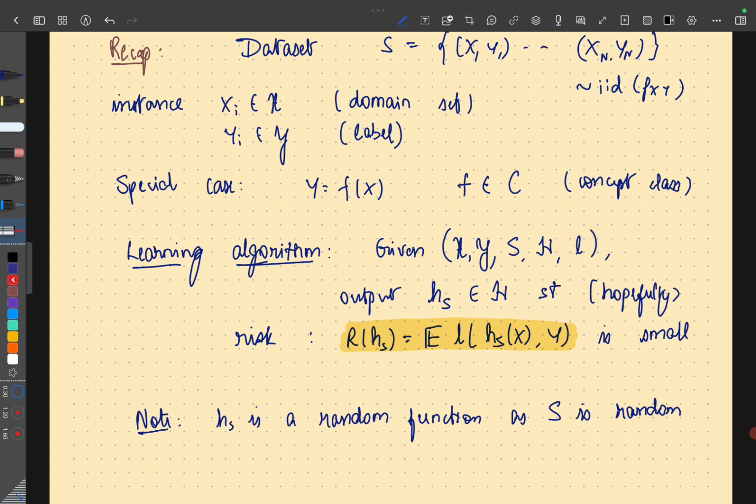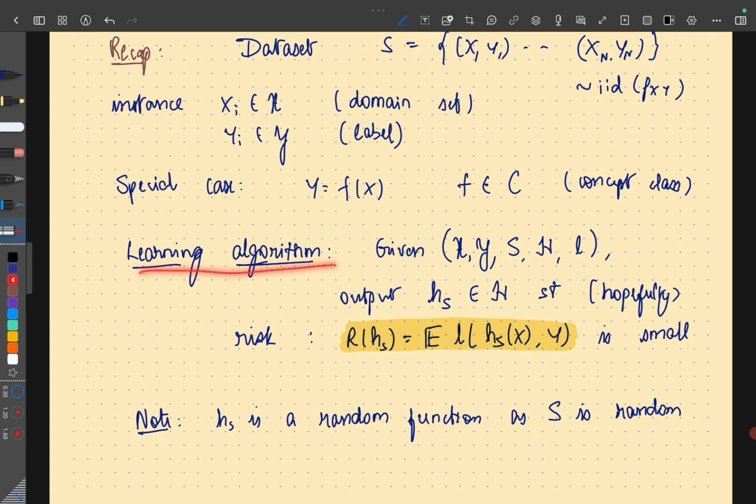The goal of a learning algorithm is to output some h_S, which belongs to this hypothesis class, such that on average, if you draw a new sample independent of the data set, then the loss is small. So the expected value of the loss corresponding to the prediction made by h_S is small. And this expected loss is what we call the risk. Here I've denoted this h as h subscript S just to indicate that h is a random function that is dependent on S.